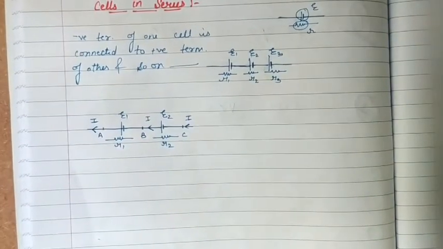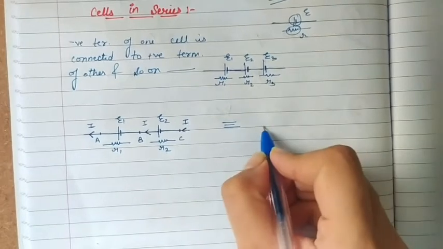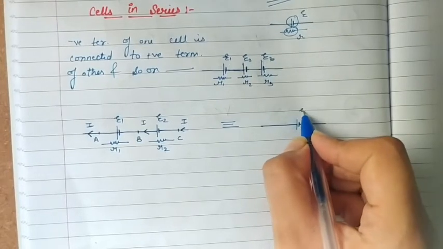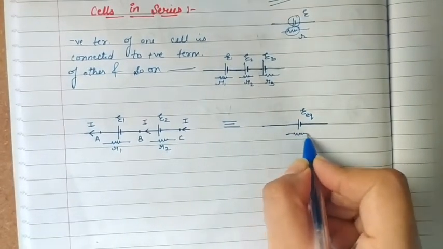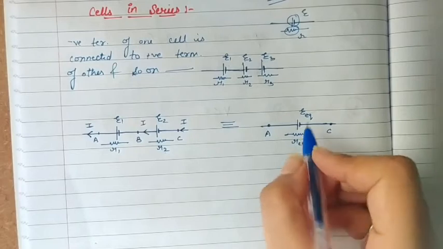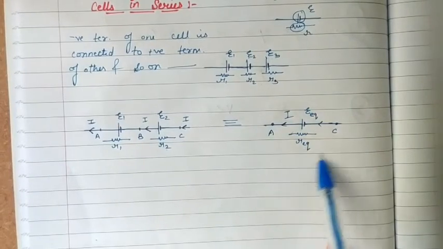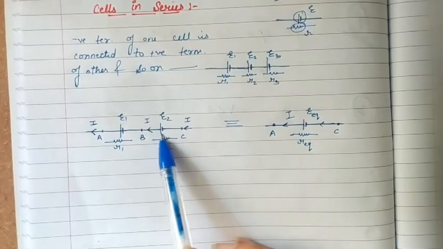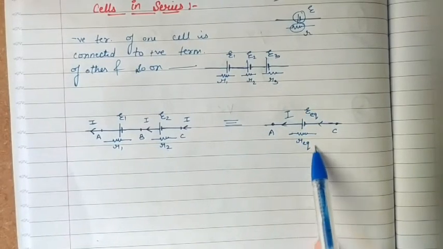Now if we want to form an equivalent of this combination, then it will be represented by a single cell having EMF, let us call it the equivalent EMF, and its internal resistance as the equivalent resistance, between the points A and C with the current I. So these two cells can be combined to get equivalent EMF epsilon EQ and equivalent internal resistance REQ.